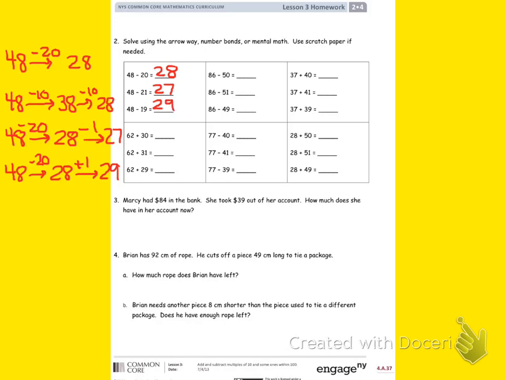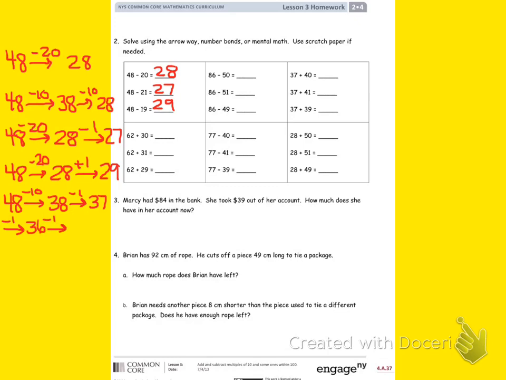If you're unable to do it that way, you could also do it this way. 48 minus 1 group of 10 and 9 groups of 1. It's a little longer, but it still should come out with the same answer. 48 minus 10 is 38. Now the 9 ones. Minus 1 is 37. Minus 1 is 36.